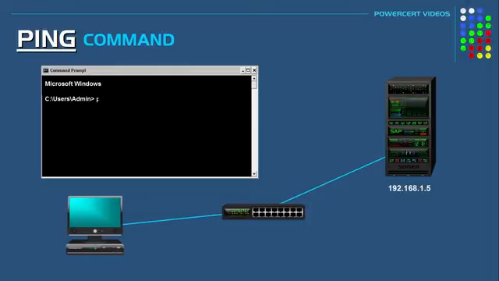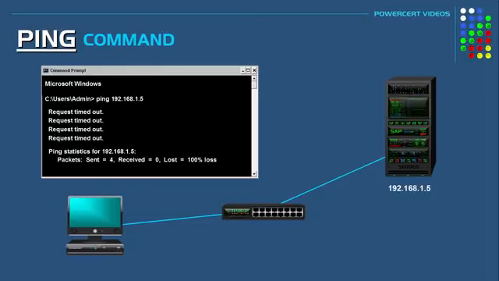But if we pinged the same server, and this time we didn't get a reply, then that means the server didn't reply back, and it could mean that there is no network connectivity between our computer and the server. Now this could be for several different reasons. So for example, when we ping the server, if we get a message back that says request timed out, then that could mean that the server is powered down. Or it could also mean that the server is up and running, but it's using a firewall that's blocking all ping requests.